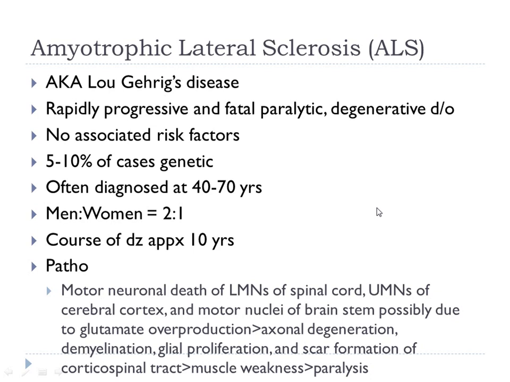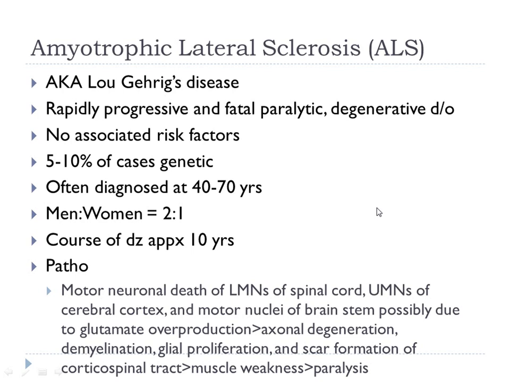So you have death of the neuro tissue, right? And this is possibly due to the overproduction of glutamate. Remember that glutamate is a neurotransmitter, but glutamate is neurotoxic. So the patient may have an overproduction of glutamate.